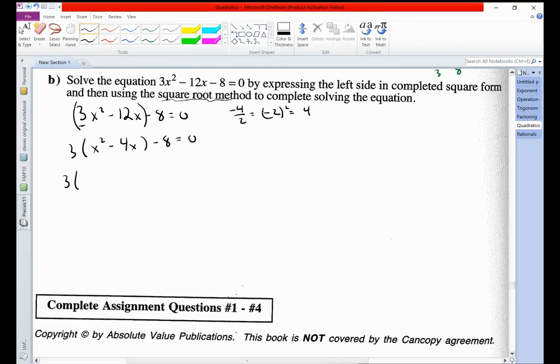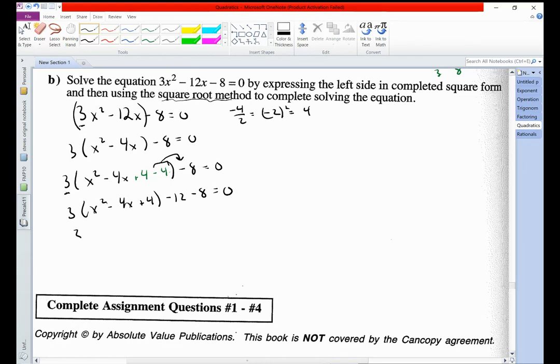Now we have x squared minus 4x, and we're going to complete the square by adding 4 and subtracting 4, minus 8 is equal to 0. And then we want to move that negative 4 out of the brackets. When we do that, we have to multiply it by the constant. So negative 4 times 3 is negative 12.